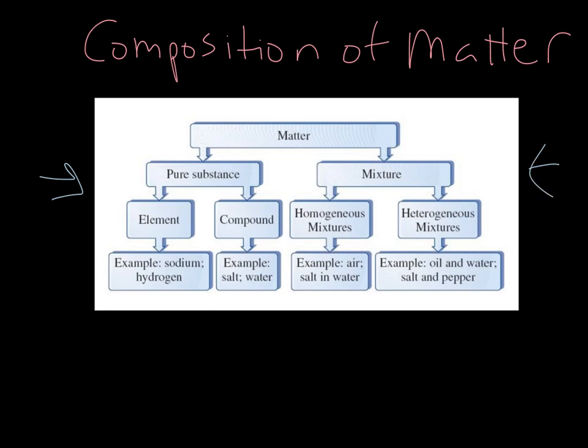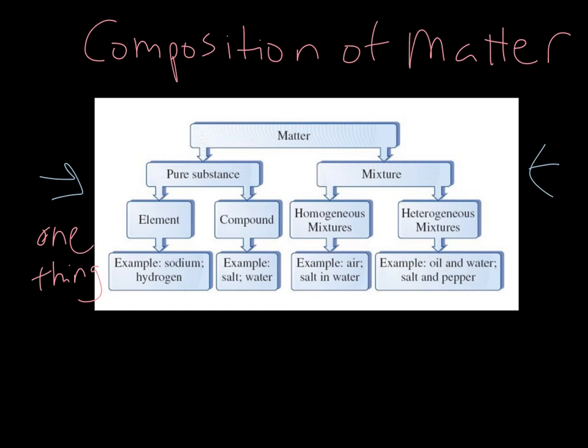So a pure substance will be made up of only one thing. A mixture would have more than one component. So we'll just write over here one thing for my pure substance. Then we can break down that substance into either an element or a compound.